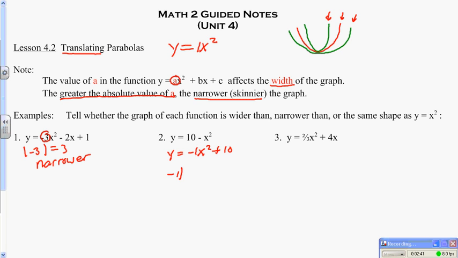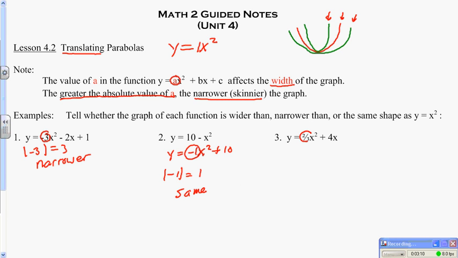So the absolute value of -1 is, again, it's this number we're looking at, the a, is 1. That is unchanged. So this is not greater than or less than 1. It is the same. So this would not look any different, except for the fact that it being negative means it would open downward. But it is not narrower or wider.